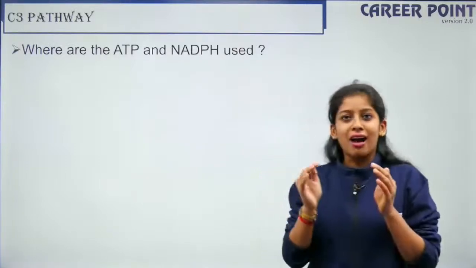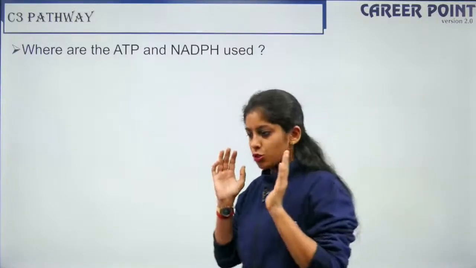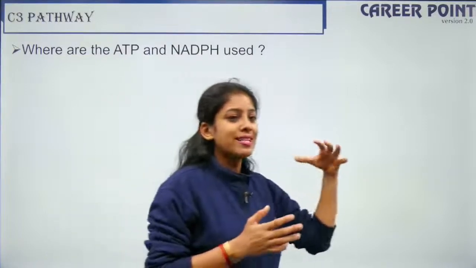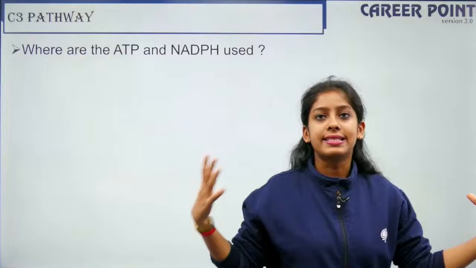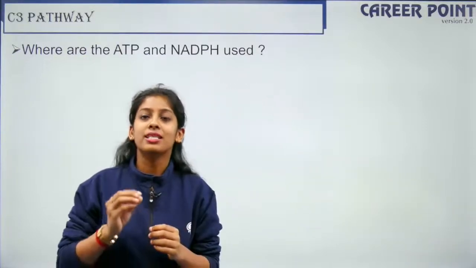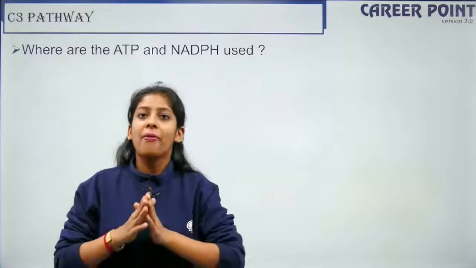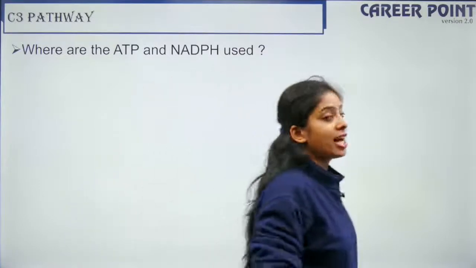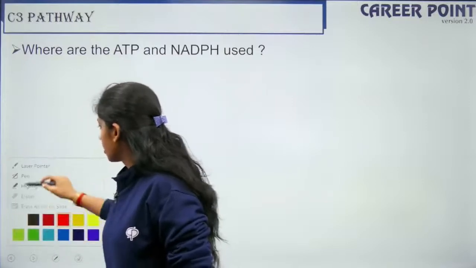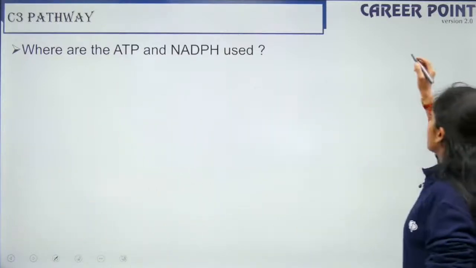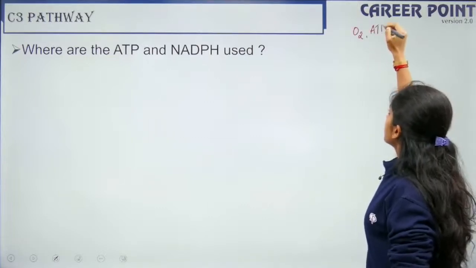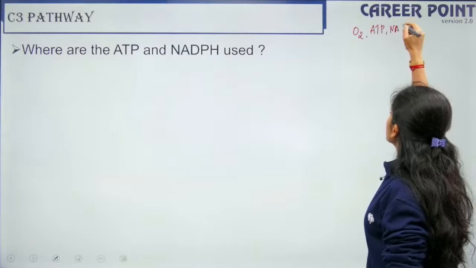Your photosynthesis is divided into 2 reactions: one is the light reaction, the other is the dark reaction. The light reaction is called so because it happens in the presence of light. The end products of the light reaction are 3. What are the end products of your light reaction? They include your oxygen, your ATP and your NADPH.